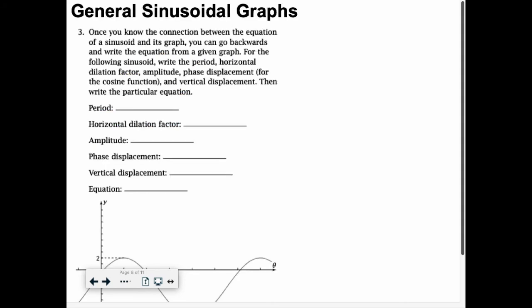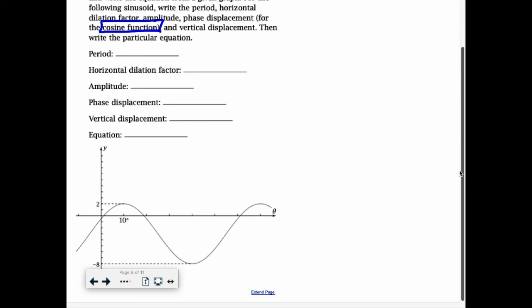Now, let's take a look at doing all this from a graph. So once you know the connection between the equation of a sinusoid and its graph, you can go backwards and write the equation for a given graph, which is really nice and important. So for the following, we're going to write the period, the horizontal dilation factor, the amplitude, the phase displacement. For the cosine function, they were very specific as to which one, which is important. We need to know that. And the vertical displacement for this particular equation. Cool. Now, let's start off with the period and work our way down.